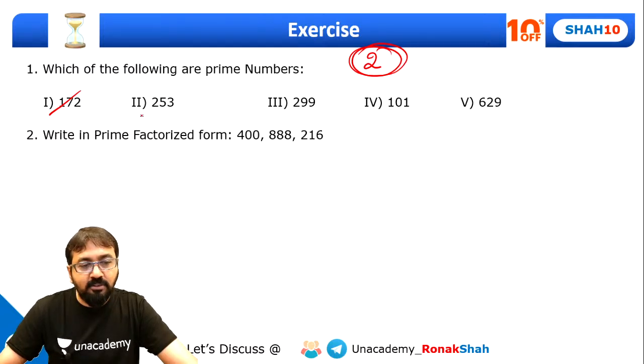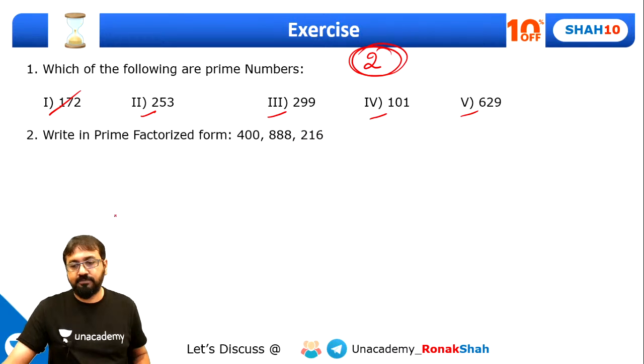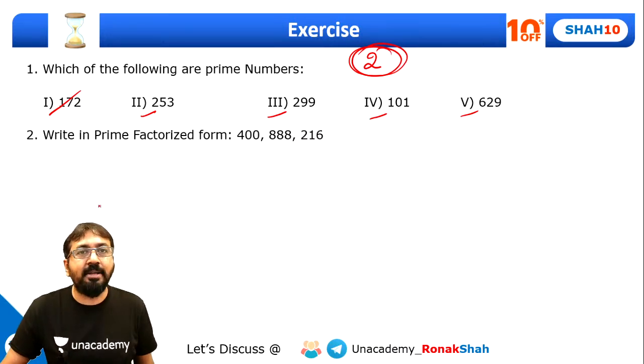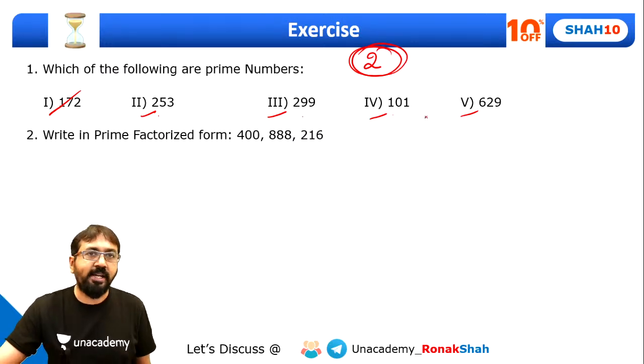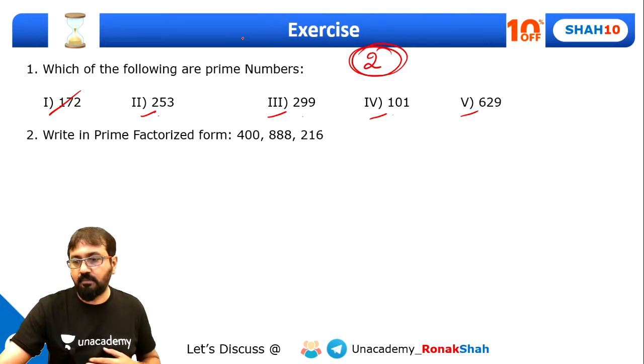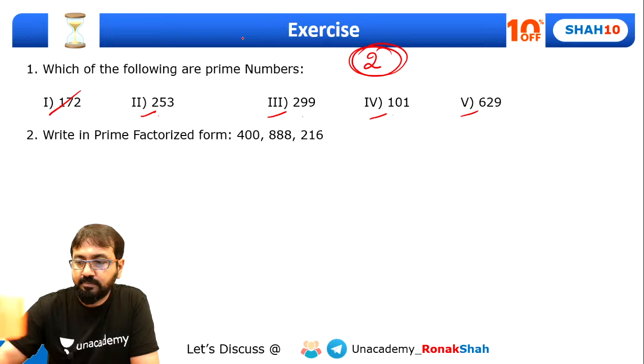Now you need to tell me which of these numbers are prime. चलो जल्दी से बताओ everyone and type your answer in the comment section. 253, 299, 101, 629. Which of these are prime numbers? There can be more than one prime number.